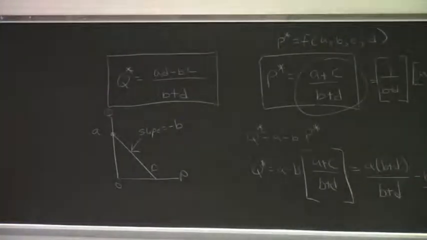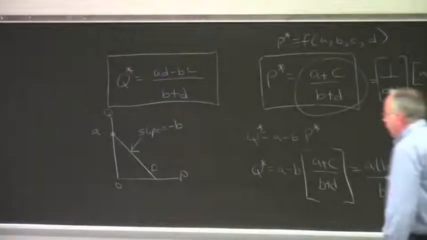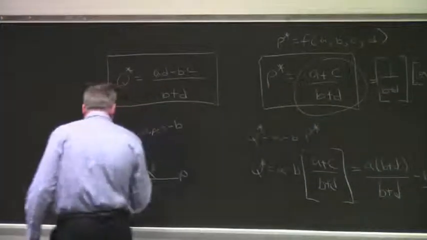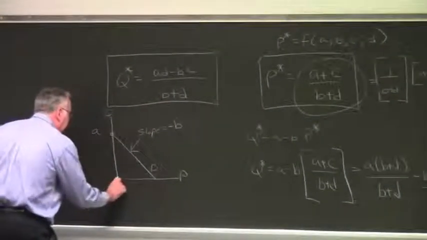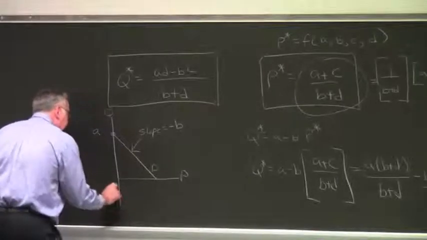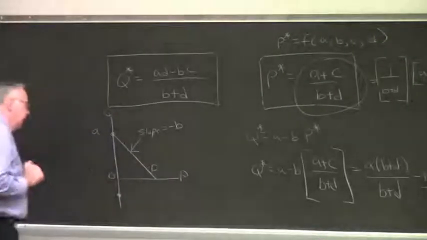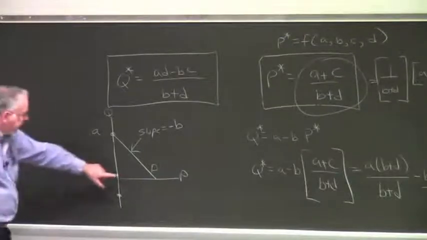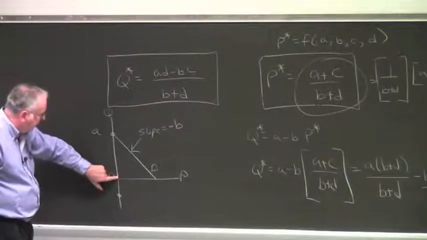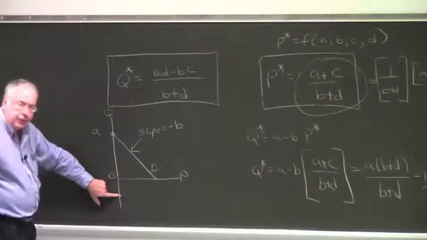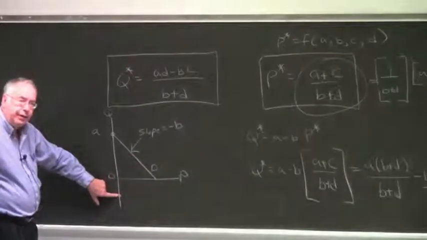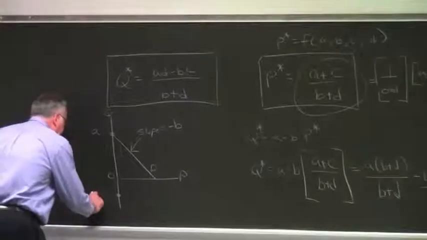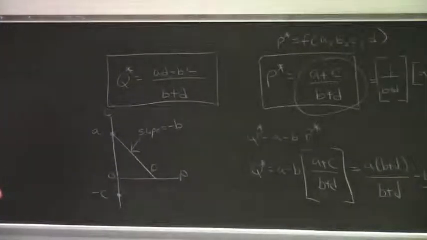In terms of the supply curve, this is a little more problematic, but what we're assuming is if the price, here's the price, were 0, the quantity that producers would want to produce actually would be negative. Of course, they can't produce a negative amount, but that's what we're assuming in terms of the supply curve.